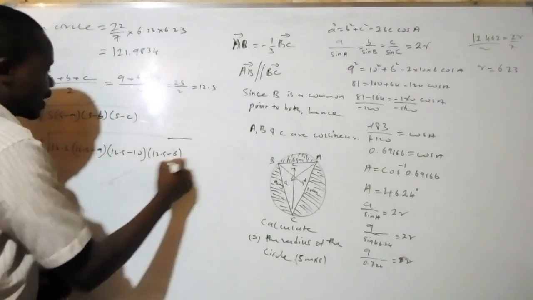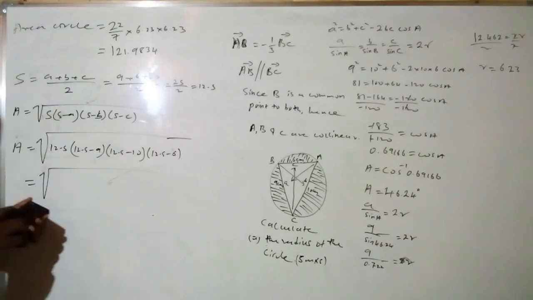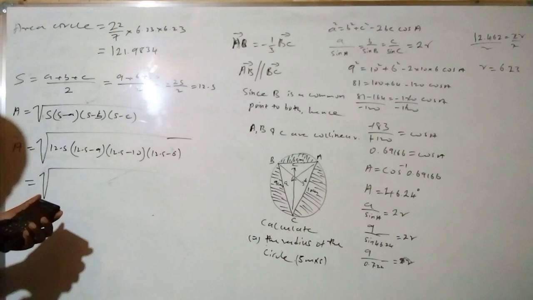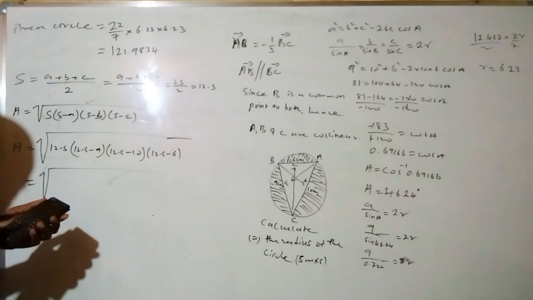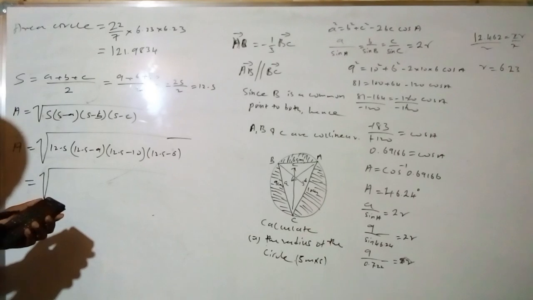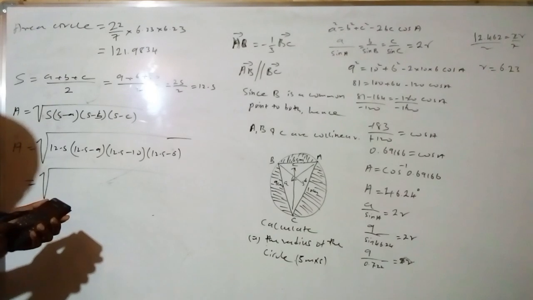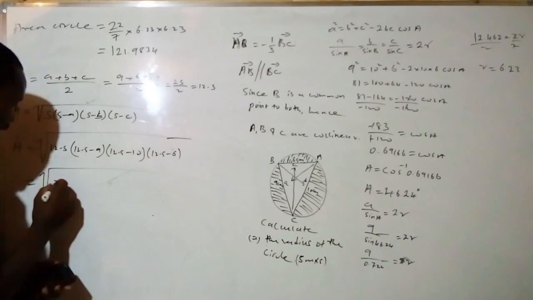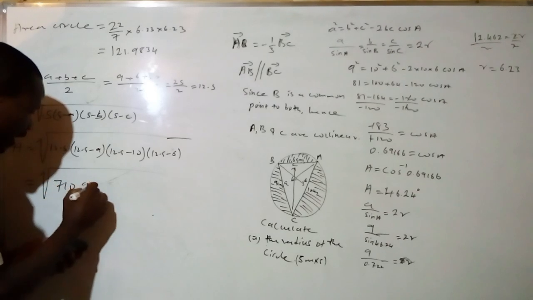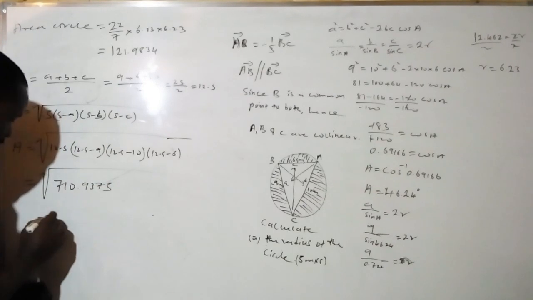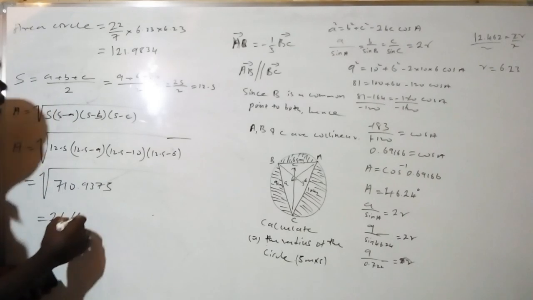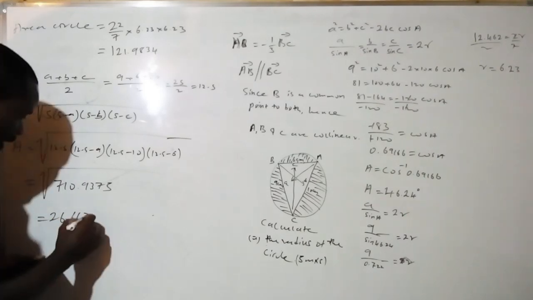We are going to have the root of 12.5 times (12.5 minus 9) times (12.5 minus 10, which is 2.5) times (12.5 minus 6), and I'm getting 710.9375. The square root answer is 26.6634.